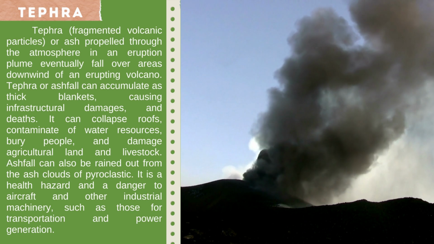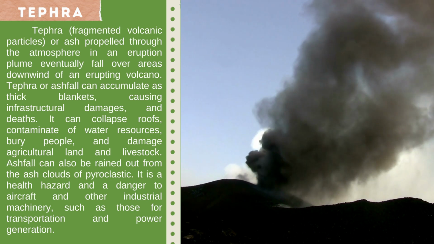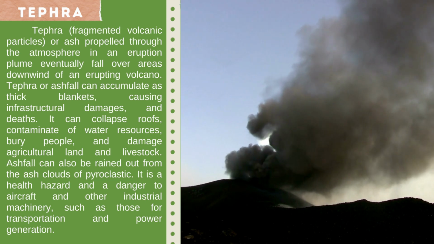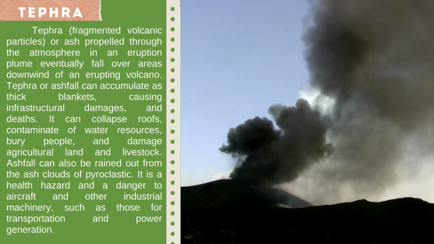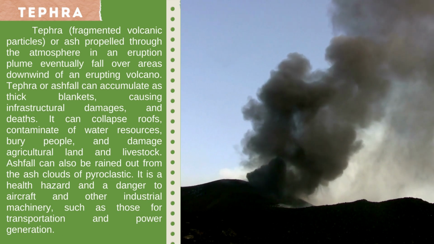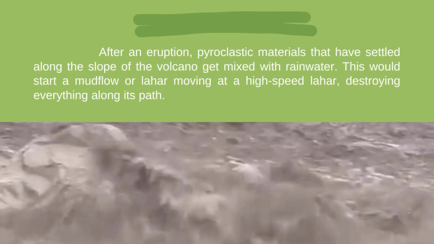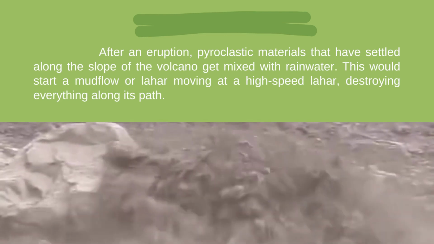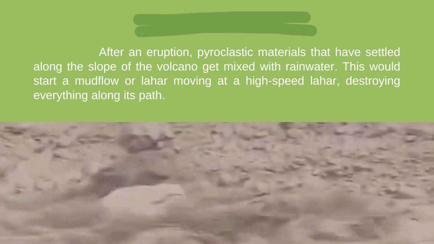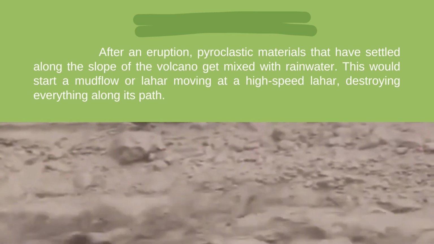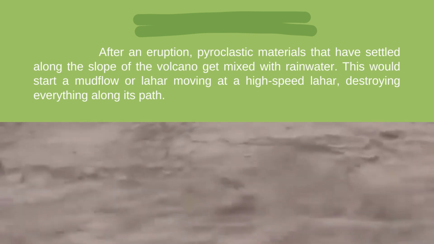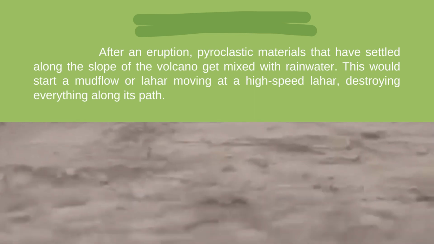Ash can also be rained out from the ash clouds of pyroclastic flows. It is a health hazard and a danger to aircraft and other industrial machinery, such as those for transportation and power generation. After an eruption, pyroclastic materials that have settled along the slope of the volcano get mixed with rainwater. This would start a mud flow or lahar, moving at high speed, destroying everything along its path.